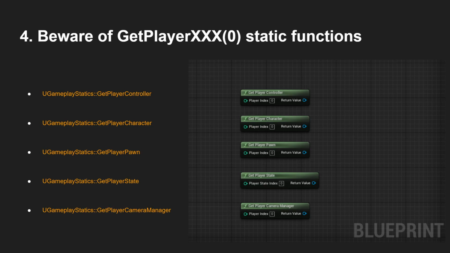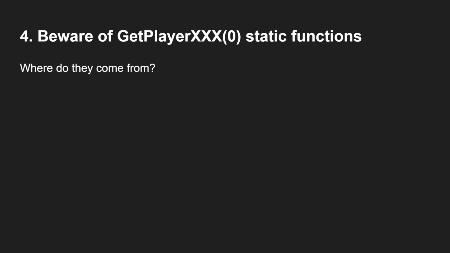Okay, tip number 4. Beware of the Get Player XXX 0 static functions. This is probably the most abused static function group that I've seen in multiplayer code, literally everywhere. I mean exactly the functions that come with this 0 index as default, and I see people use them everywhere. Just stay away from these functions, even if they make sense sometimes in certain scenarios. We'll explain why in a second.